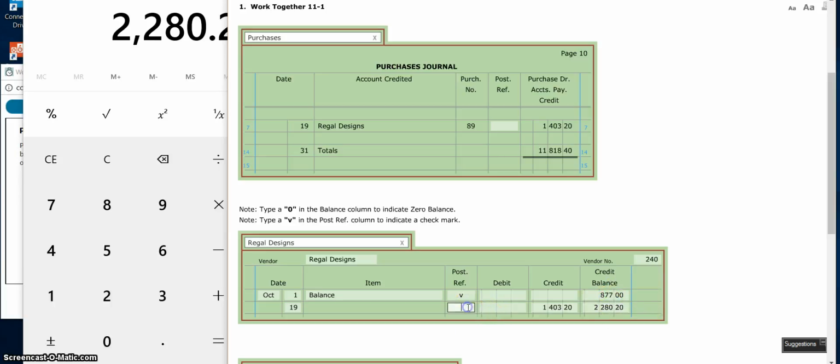Okay, post reference, what goes there? It comes from page 10 of the purchases journal, so it's a P10. And then don't forget your last step. This is account number 240. Account number 240 has to come back up here to show that I have that one done.